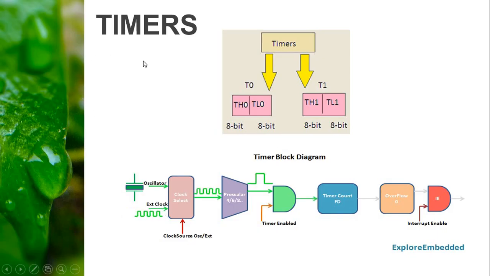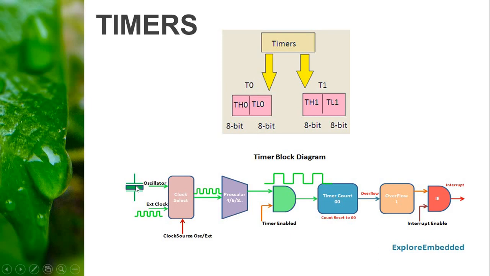Timers. A timer is a 16-bit register, which we already discussed in the very first feature of 8051. This timer has a lower byte and a higher byte: TH0 and TL0 take 16 bits, and TH1 and TL1 take 16 bits. These are T0 and T1, the timers and counters. Mainly, a timer and counter will count the external events taking place and produce clock pulses. This is a clock select circuit.